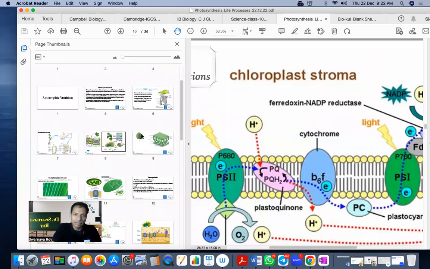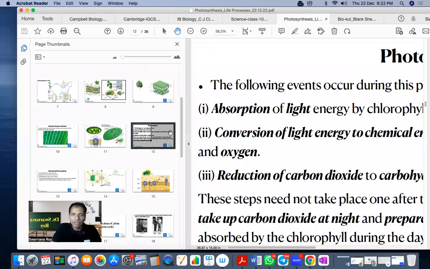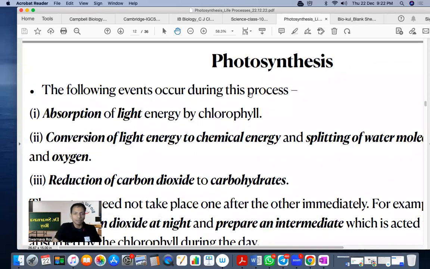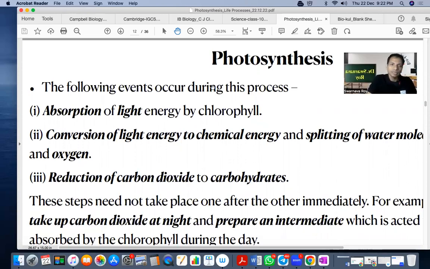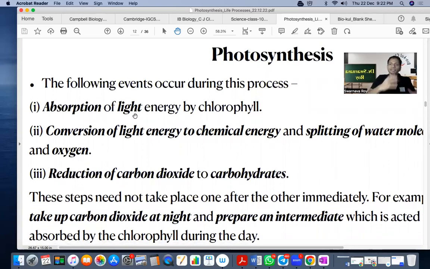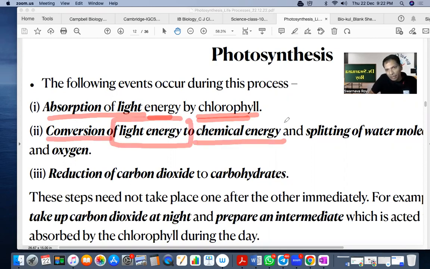There are different processes happening during photosynthesis. So what are the processes? First, there is absorption of light energy by chlorophyll. So now we know where exactly the chlorophylls are present. The second step is conversion of the light energy into chemical energy.